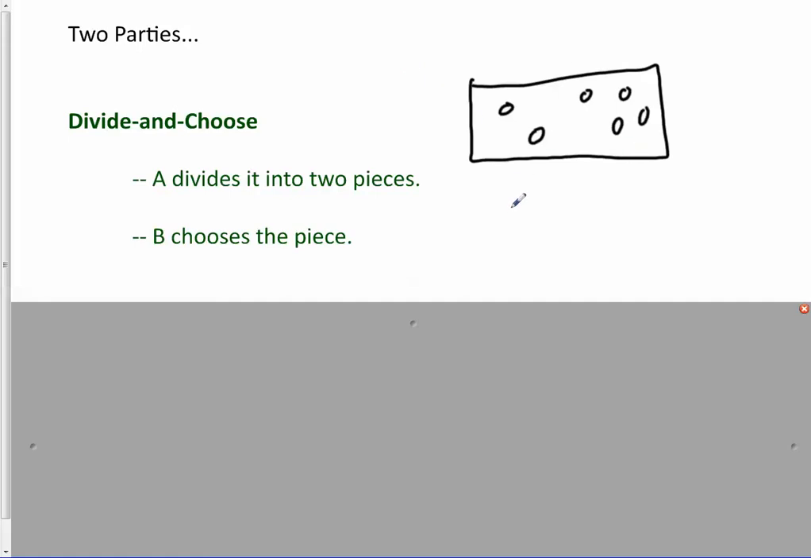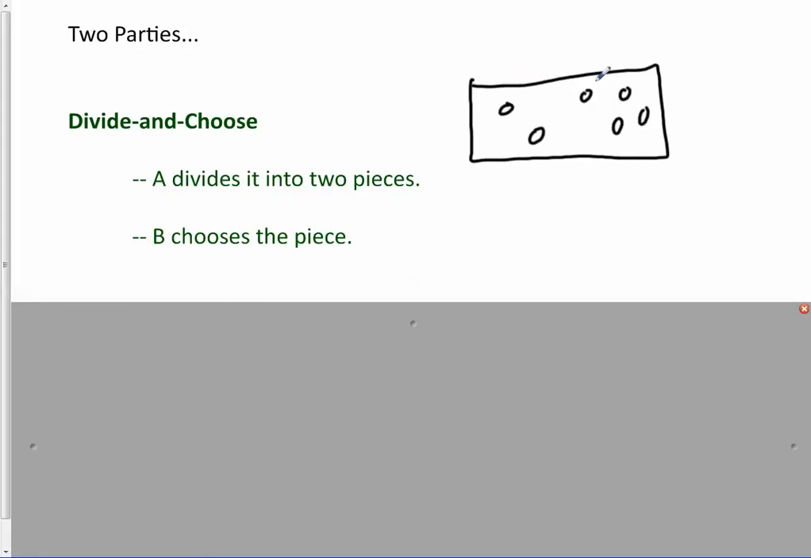All right, and this is a very famous thing. It's called divide and choose, and I bet some of you have heard of this before. How do 2 people fairly divide 2 things? Quite simply, one person cuts it, and then the other person gets to choose the piece. So A maybe cuts it in a certain way.